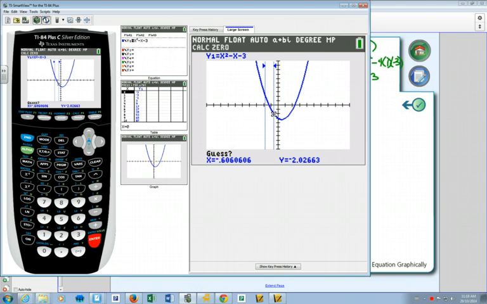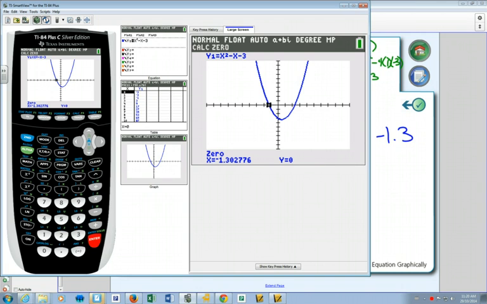Then once you've got both those arrows, it's going to ask you to guess. You push enter one more time, and it finds it exactly for you. Negative 1.3. That is one of our answers. Looking at our graph, could you estimate where the one on the right is? After 2 but before 3? So do you say maybe 2.3 you would estimate it at?